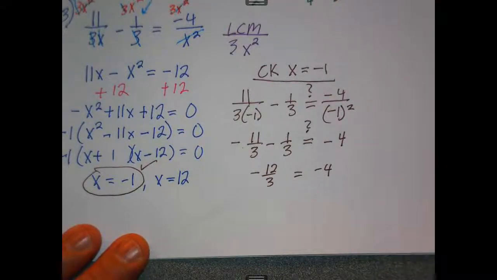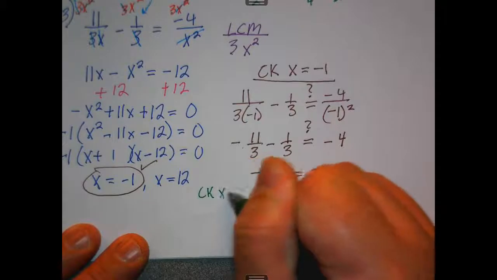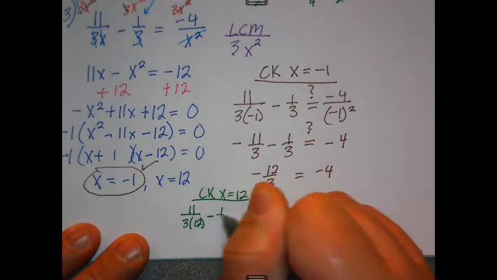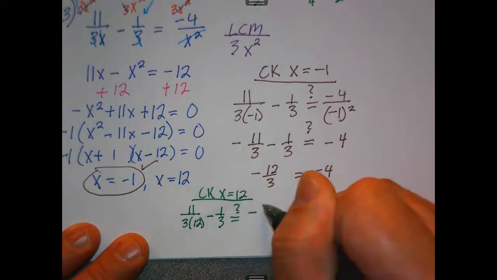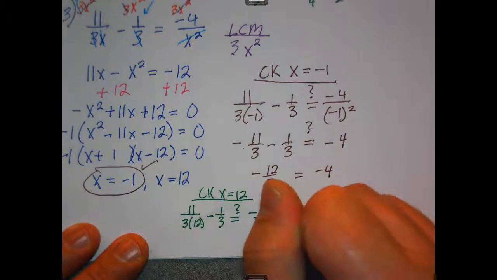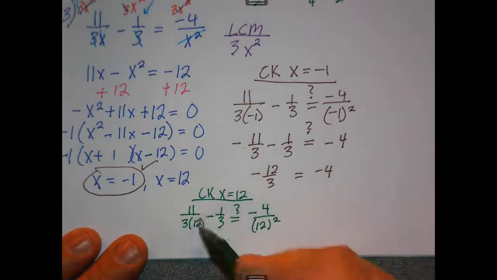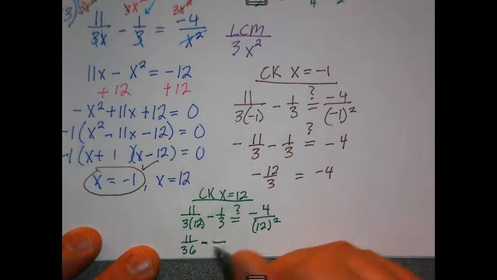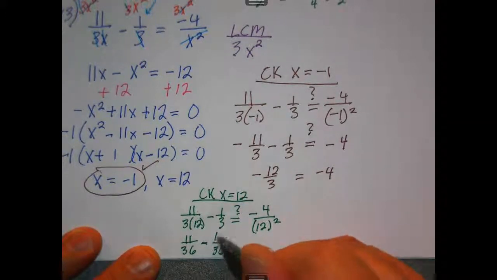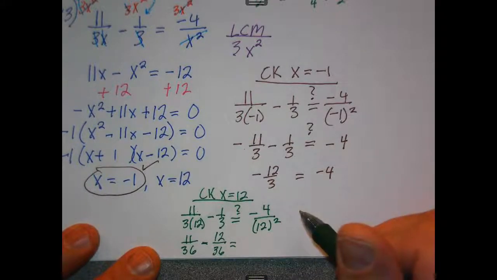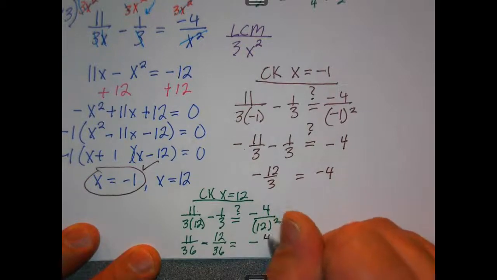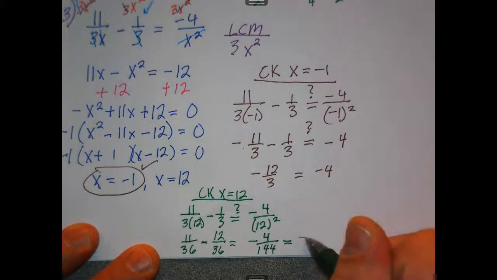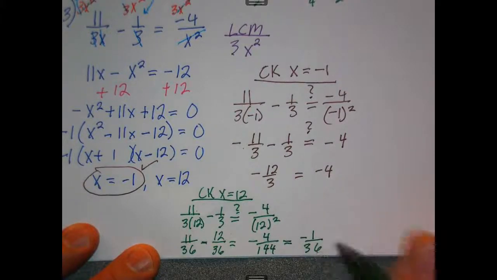Okay, we have to check 12. 11 over 3 times 12 minus 1/3. Does that equal -4 over 12 squared? Okay, 11 over 36. I'm going to change this to a 36. 12 times 3 is 36, which means 1 times 12 is 12. -4 over 144 reduces to -1 over 36. Hey, how about that?